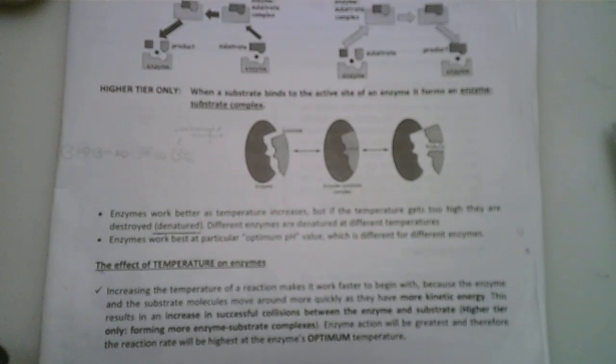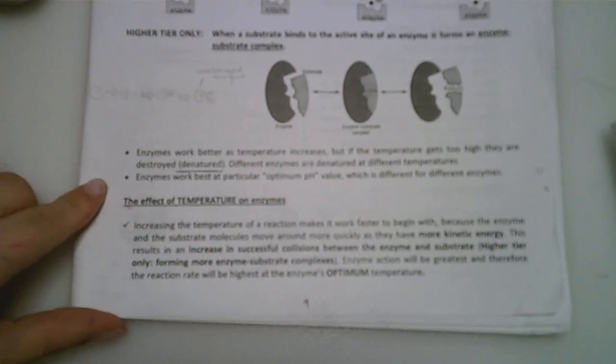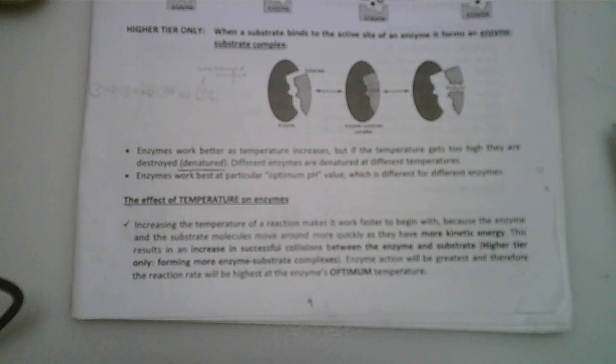Enzymes work better as temperature increases, but if the temperature gets too high, then they are denatured. Different enzymes are denatured at different temperatures. Enzymes work best at particular optimum pH values, which is different for different enzymes. So increasing the temperature of a reaction makes it work faster to begin with, because the enzyme and the substrate molecules move around more quickly as they have more kinetic energy. This results in an increase in successful collisions between enzyme and substrate molecules, forming more enzyme-substrate complexes. Enzyme action will be greatest, and therefore the reaction rate will be highest, at the enzyme's optimum temperature.